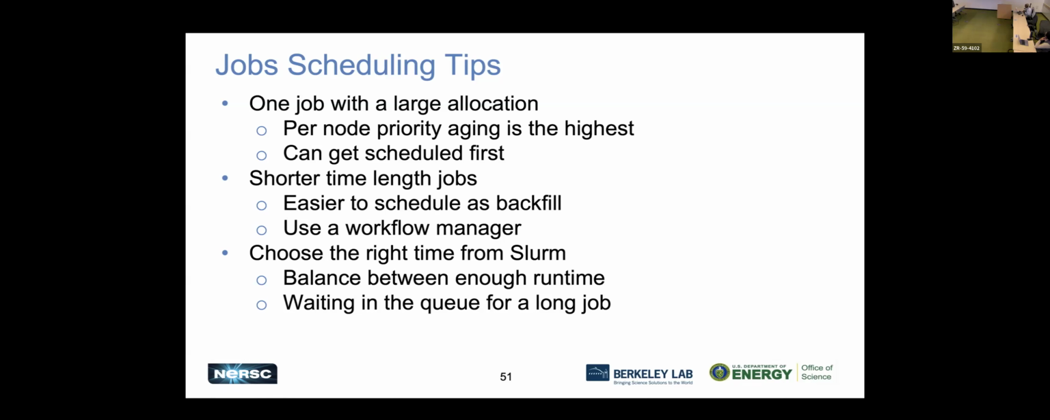Some tips: with one job with a large allocation, you have per node priority aging at the highest, and it can get scheduled first. Shorter time length jobs are easier to schedule as backfill. You can make use of a workflow manager. And again, choose the right time in Slurm, balancing enough runtime against how long you're willing to wait in the queue. And a good tip is always, again, looking at and seeing how active the queue looks.